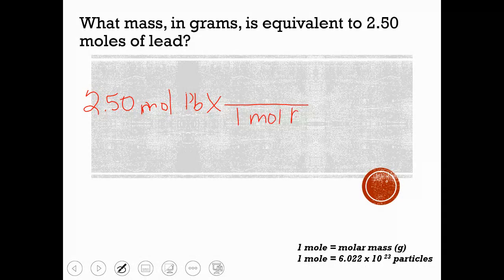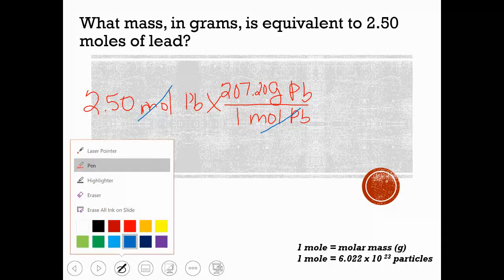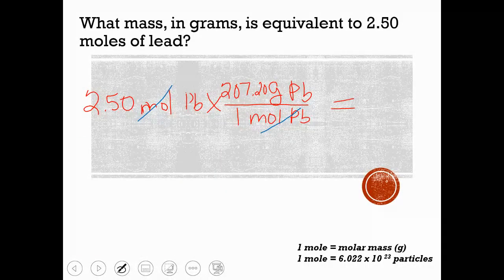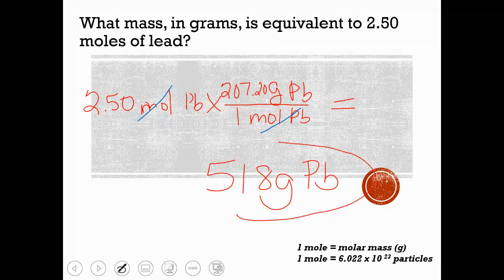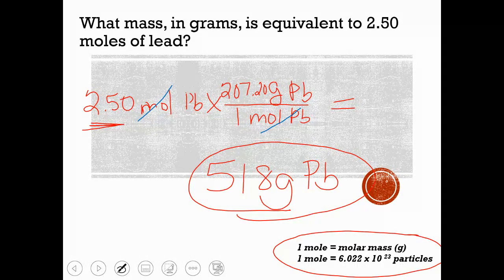We know that 1 mole of lead is equal to the grams of lead on the periodic table. Looking up lead, it is 207.20. In this case, I will be multiplying so that the moles divide out. I will multiply by the number of grams and get my answer to be 518 grams of lead because I need 3 significant figures. So we are just using these for factor label conversions.